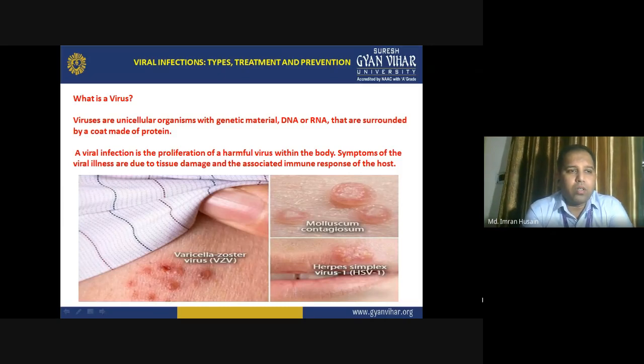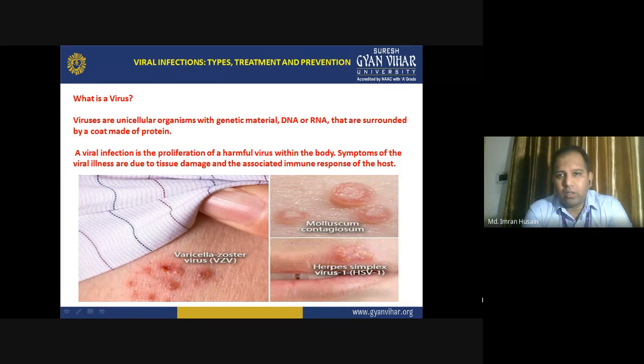So what is a virus? Viruses are unicellular organisms with genetic material, DNA or RNA, that are surrounded by a coat made up of protein. We all know that capsule that surrounds the virus. A viral infection is the proliferation of a harmful virus within the body. Symptoms of the viral illness are due to tissue damage and the associated immune response of the host. So whenever you have a viral infection or a viral disease, the symptoms that you will have are because of the tissue damage you experience due to the viral infection and the clearing up of the viral infection. That is also associated with the immune response.